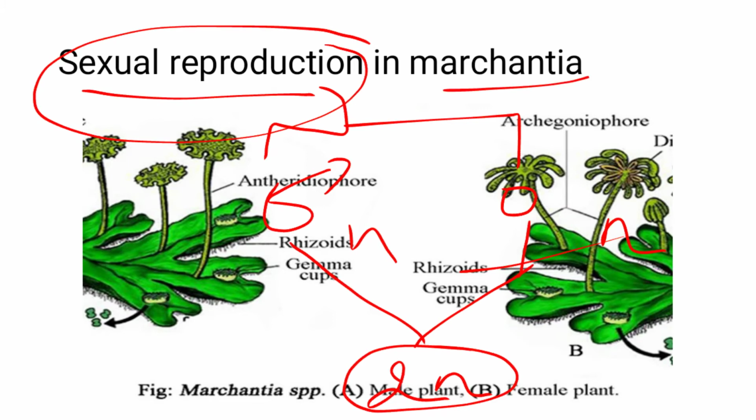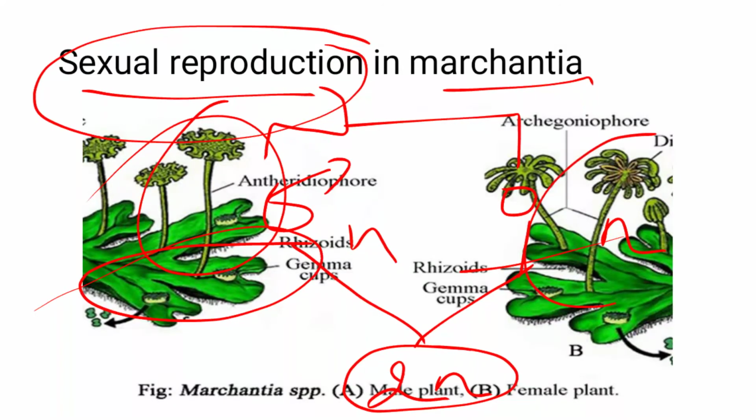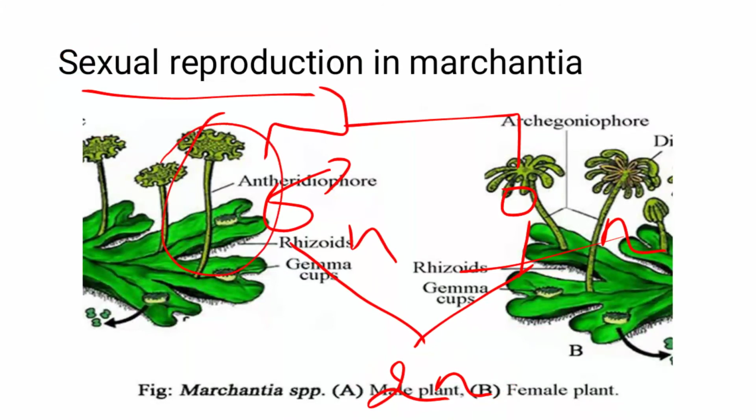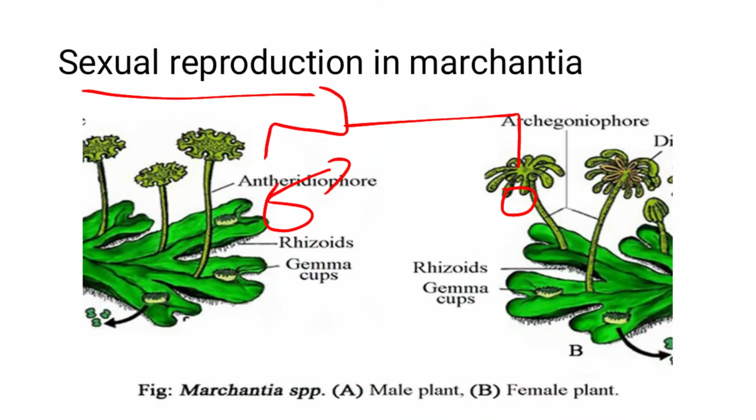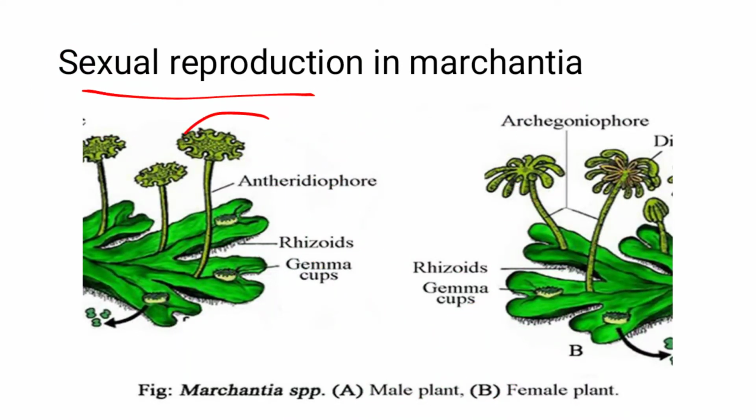Even in Marchantia, the gametophytic plant bodies produce the gametes. The gametes are produced on a vegetative structure called gametophores. These structures, what you see in the slide, are called the gametophores.